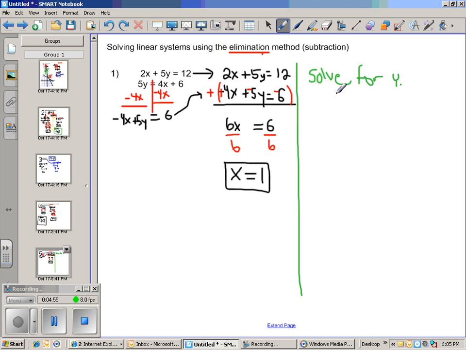Okay, so solving for y. Just for fun, let's take the top equation. It does not matter which one we pick. And we're going to go ahead and do 2 times x. But instead of x, we just found that x is equal to 1. We're going to substitute that in. So 2x plus 5y is equal to 12.